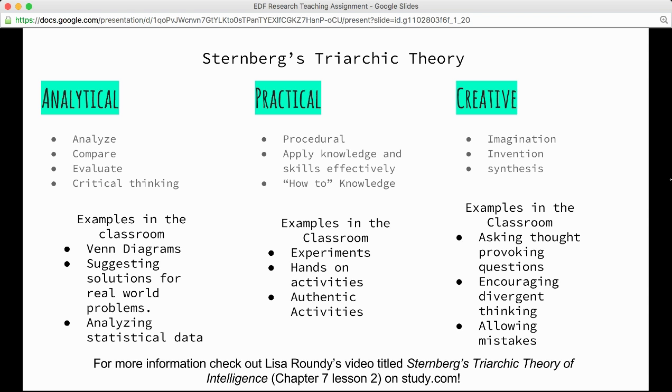Creative intelligence involves imagination, invention, and synthesis. This synthesis of ideas needs to be within the context of new situations. Examples of this in the classroom are asking thought-provoking questions, encouraging divergent thinking, and allowing students to make mistakes. For more information, you can check out Lisa Roundy's video titled Sternberg's Triarchic Theory of Intelligence on study.com.